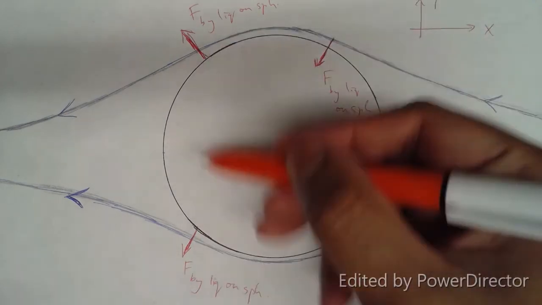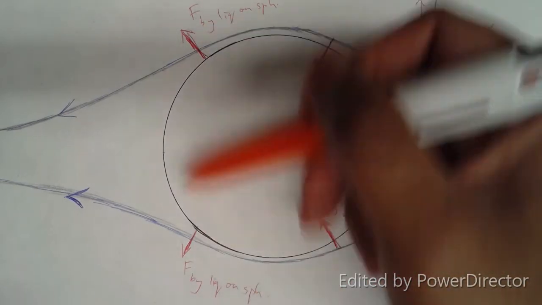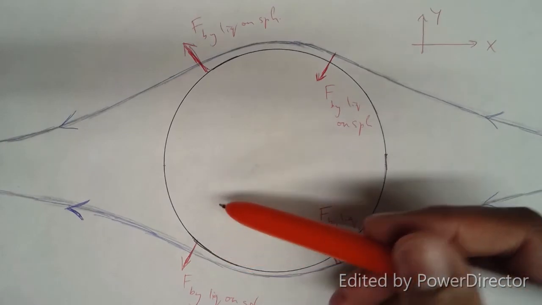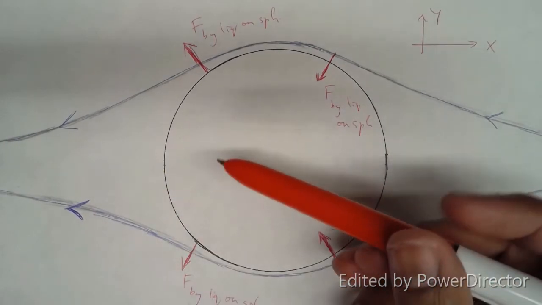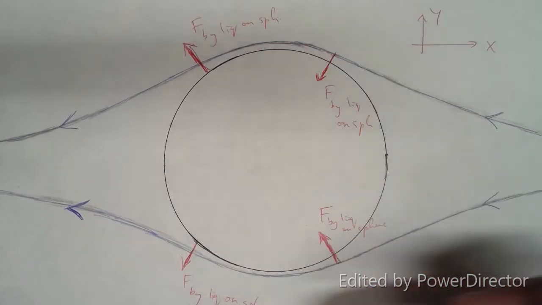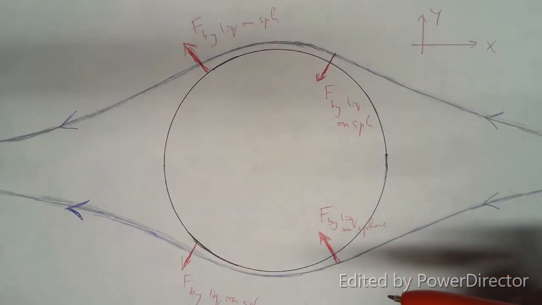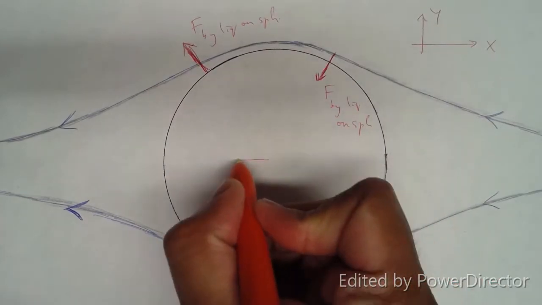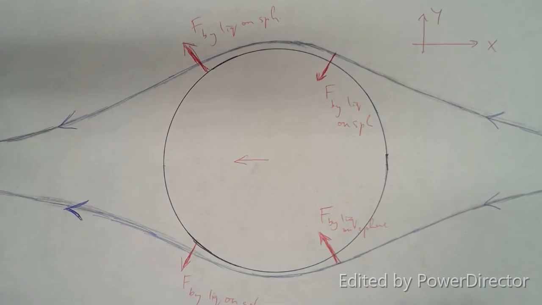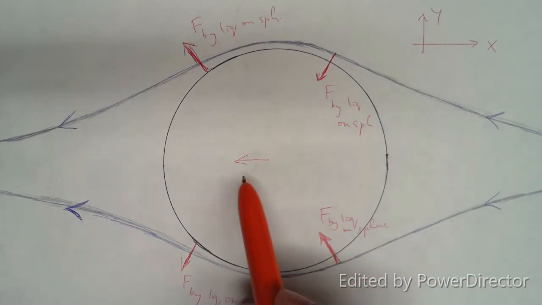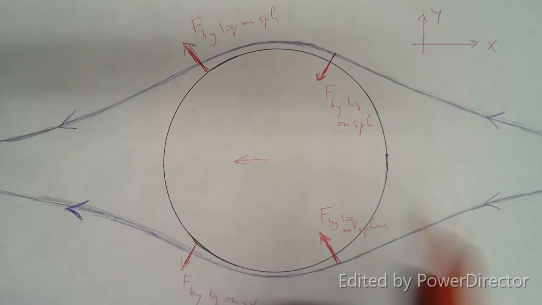And we can see that with these two forces as well, the y components are going to cancel out, and the x components are going to be in the negative x direction. So overall, there's a contribution by the pressure in the negative x direction, right? Which is, remember, the opposite direction that the sphere is actually traveling. The sphere is actually traveling to the right, but it will feel a force from the liquid to the left. So this is part of the drag force.